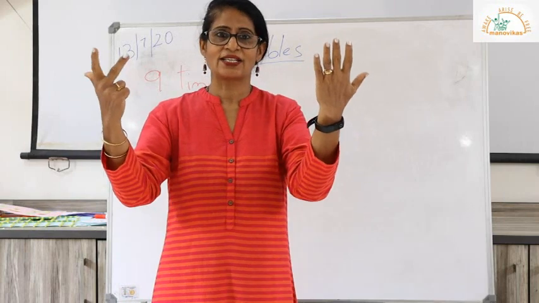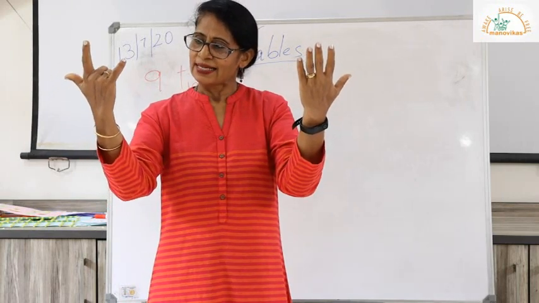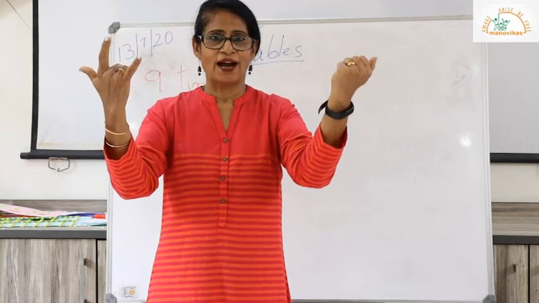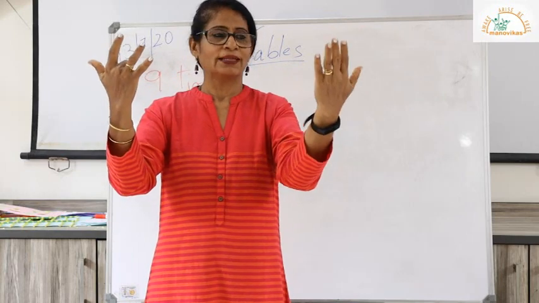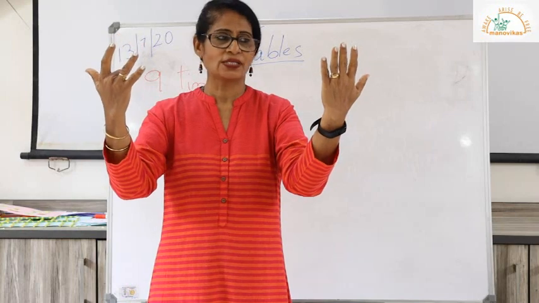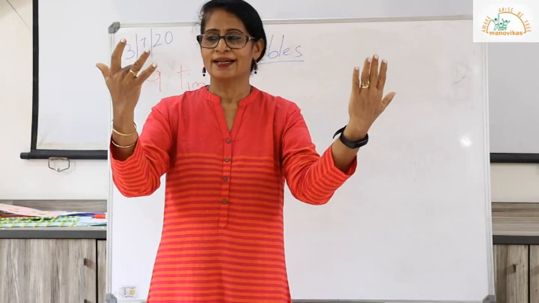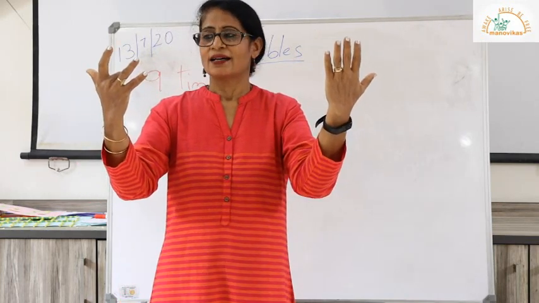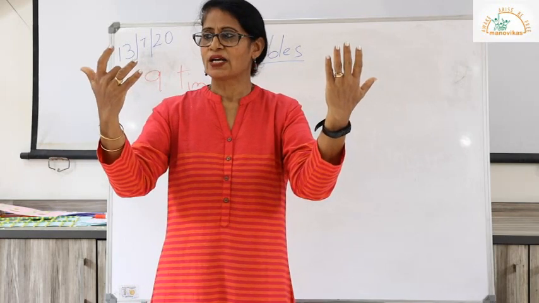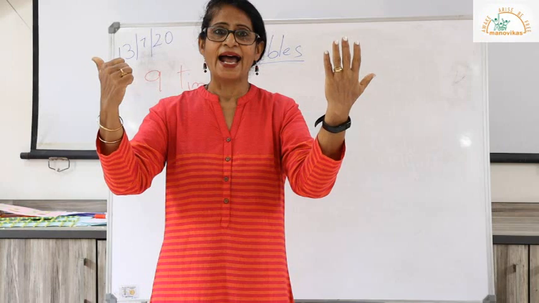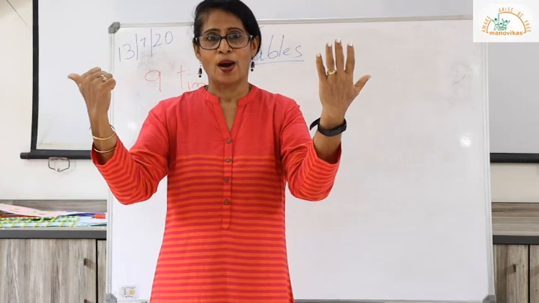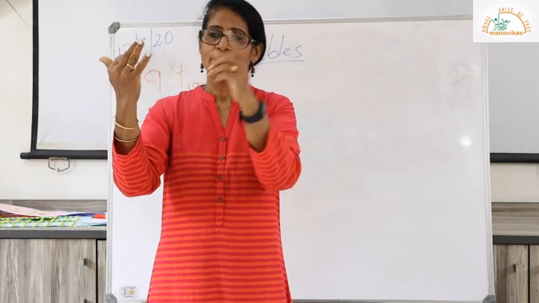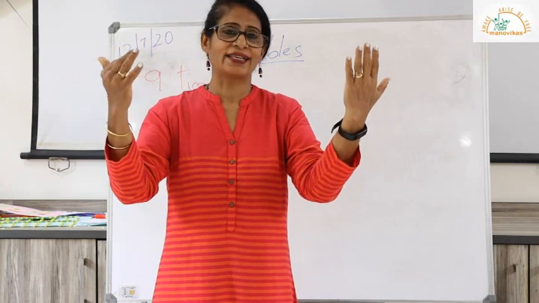9 sevens is 63. I close my 8th finger and I see that I have 7 fingers towards my left. 5 plus 2, that makes 7. So my 8th finger is closed and my 7 fingers are towards my left. That means 9 eights are 72. I close my 9th finger and I get towards my right 1 and towards my left there are 8 fingers. 5 plus 3 becomes 8 and 8 and 1 makes 81.